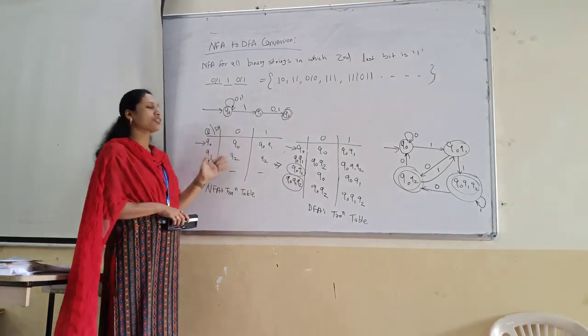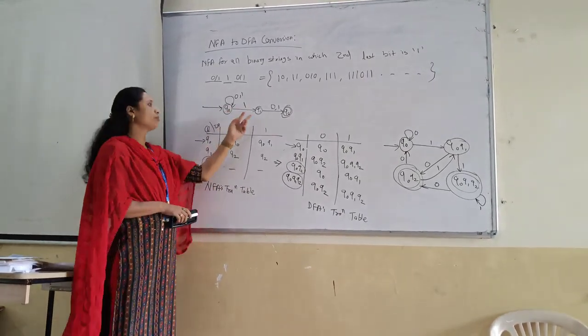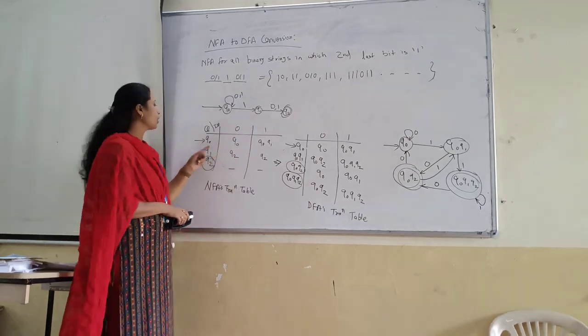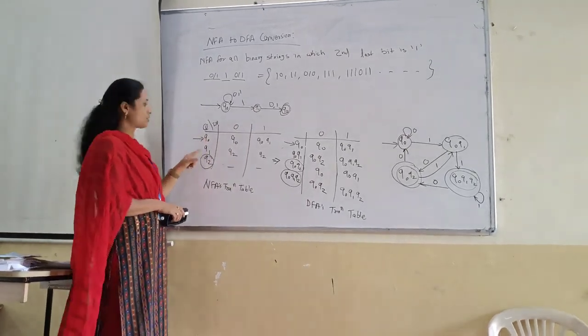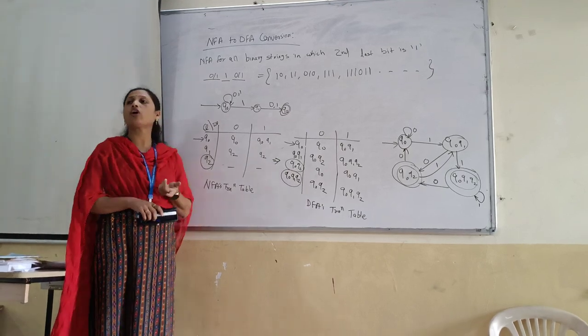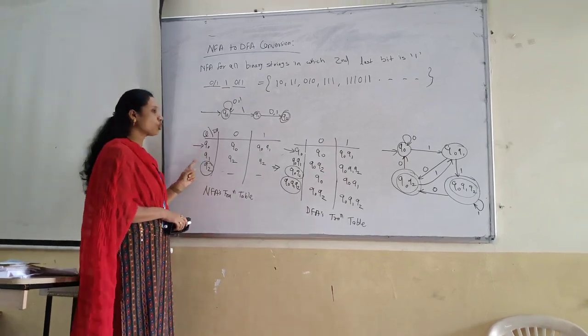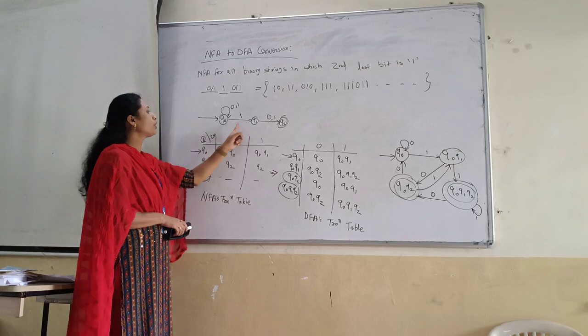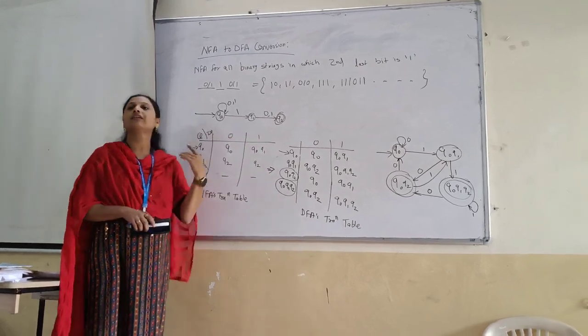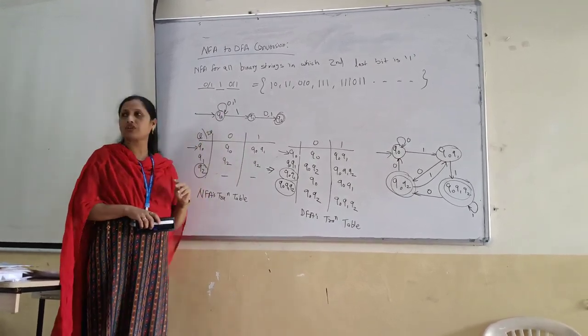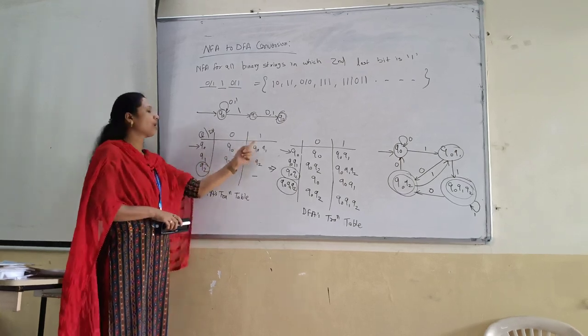Afterwards, draw the transition table for this NFA. While drawing the transition table, you should list all the states first. Capital Q means the finite set of states. That is Q0, Q1, Q2. What is the input given? 0 and 1. We need to list binary inputs here, that's why 0 and 1.